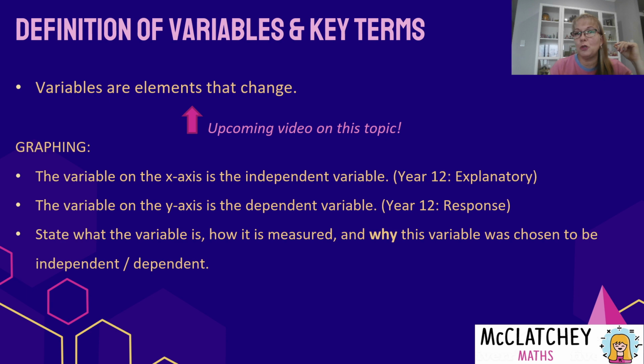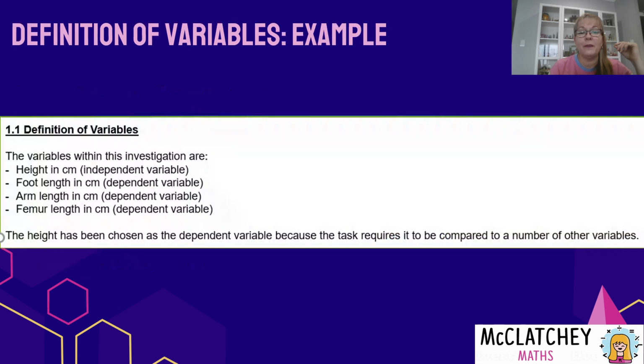So once again, this is a short paragraph. It could be done in dot point form, 1 dot point for your independent variable, 1 dot point for your dependent variable. So here's an example of how a student has done this well.